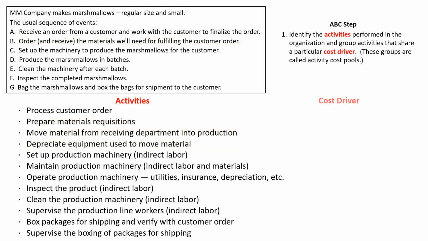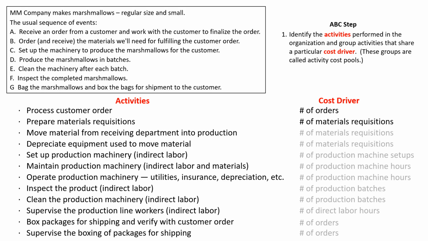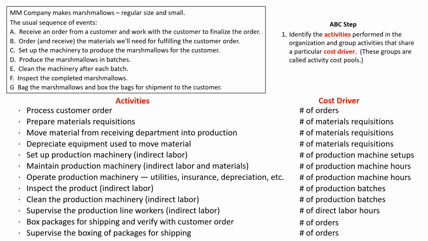Next, we identify the cost driver for each activity. Keep in mind that the cost driver can be identified by completing the sentence, our customer order processing costs increase when blank increases. In this case, our customer order processing cost increases when the number of customer orders increases. Our raw materials handling costs increase as the number of purchase requisitions increases. To save time, we'll enter the remaining cost drivers. You can pause the ACLET here and read through them.